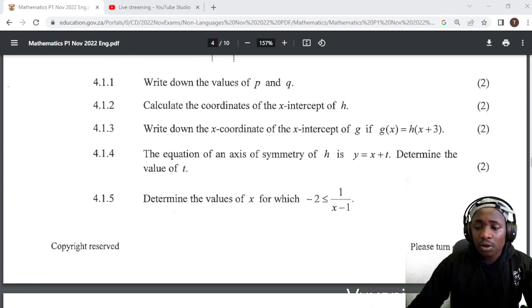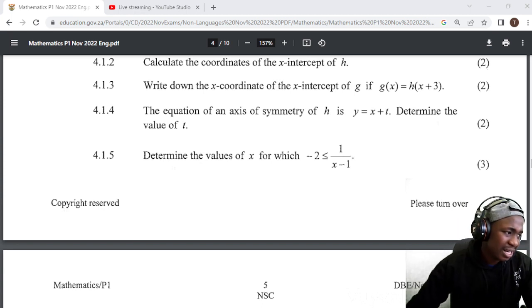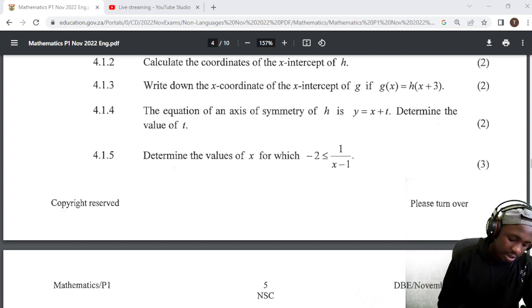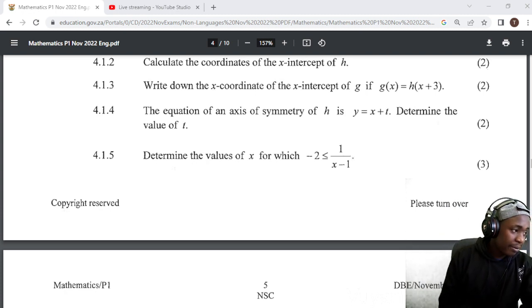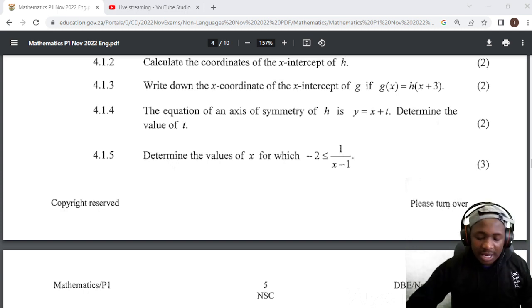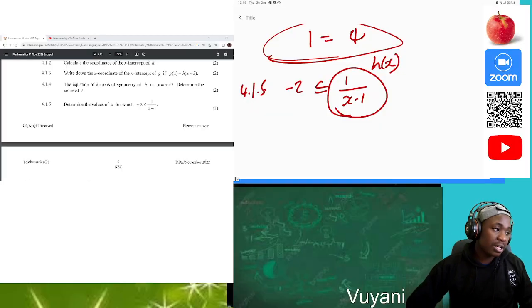Now the question of the x, we have solved that. Determine the values of x for which negative 2 is less than or equal to 1 over x minus 1. You can solve this, guys, by applying what we call inequalities. Instead of looking at the function, you can just solve it as well. So on 4.1.5, literally we can see that this is h of x. In other words, they're saying find where h of x is less than or equal to negative 2. If you can't see it, you need to solve it so that you can get the answer.